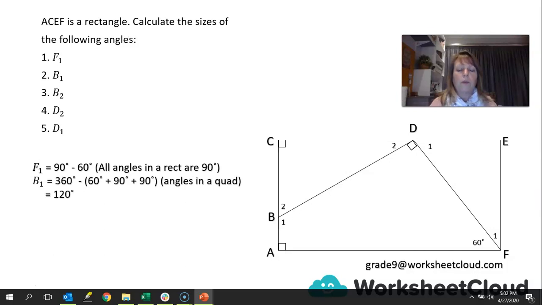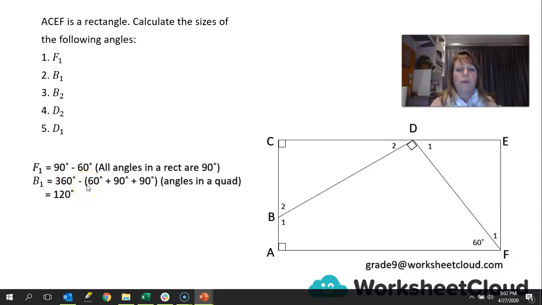Right. The next one we have to find is B1. Let's locate it. Here it is here. Okay. That is a quadrilateral. It's an irregular quadrilateral, but it's a quadrilateral no less. And the angles in a quadrilateral equal 360 degrees. So to work out B1, we would say 360 degrees minus the angles we know, which is 60 plus 90 plus 90. 90 plus 90 is 180, plus 60 is 240.